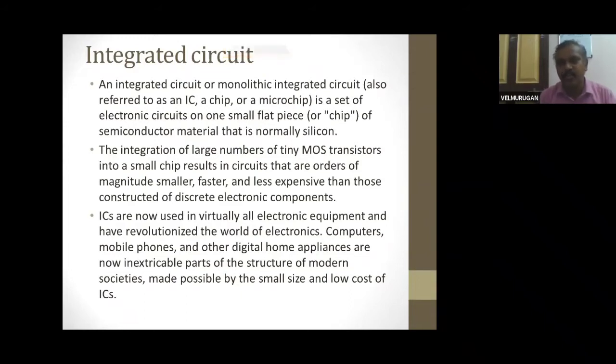Nowadays there are touch screens used for all those things. The automobile industry and the IT industry are booming. Small size and low cost are made possible by the small size and low cost of ICs. So the size is small, and at the same time the cost is low.